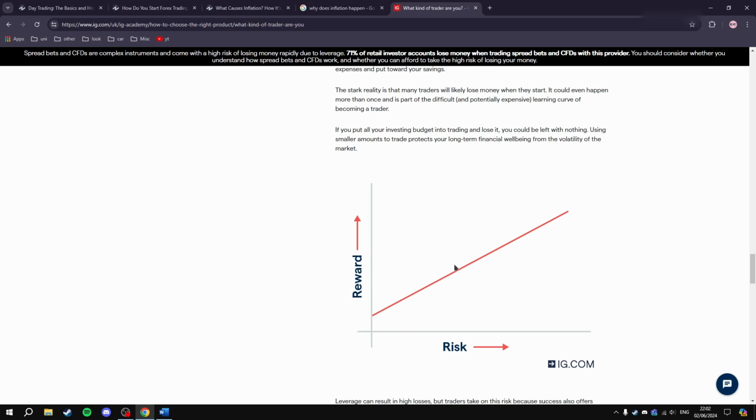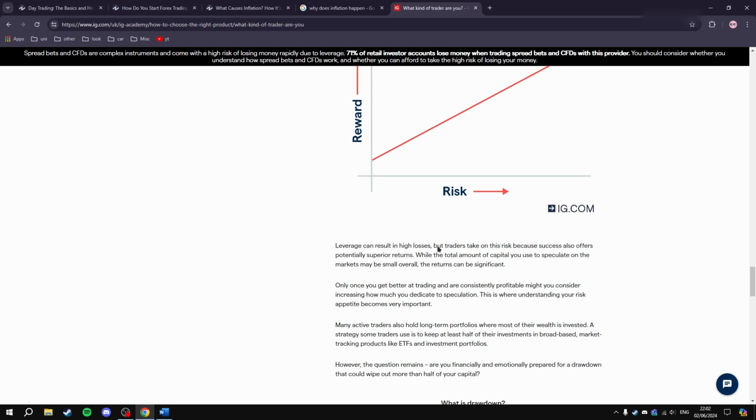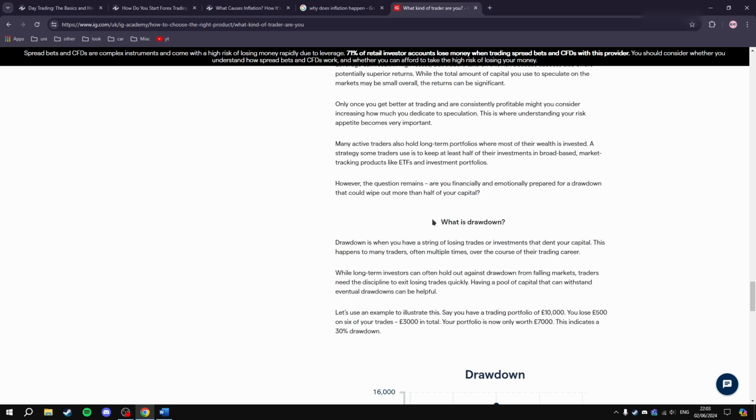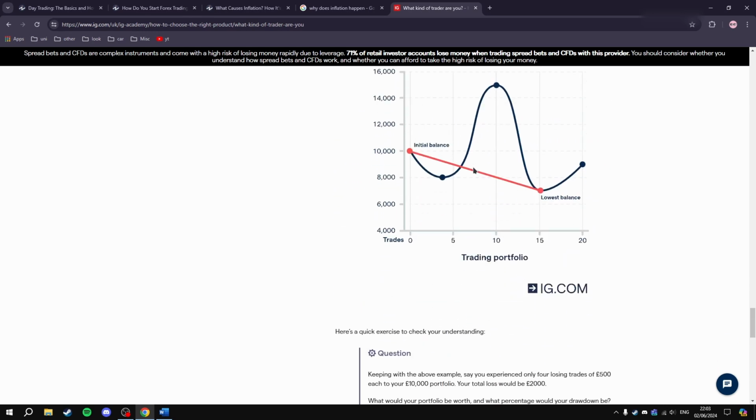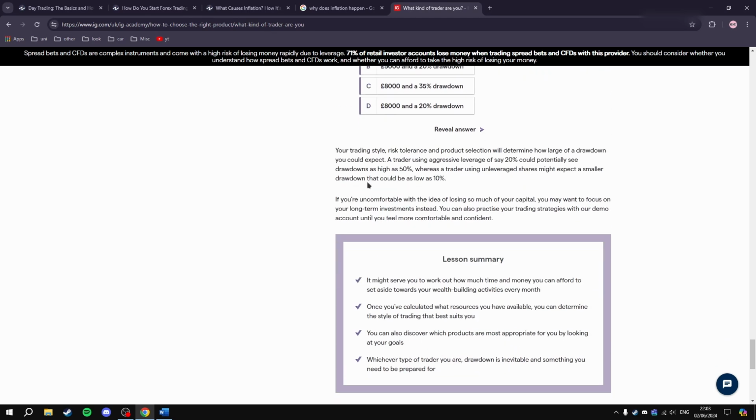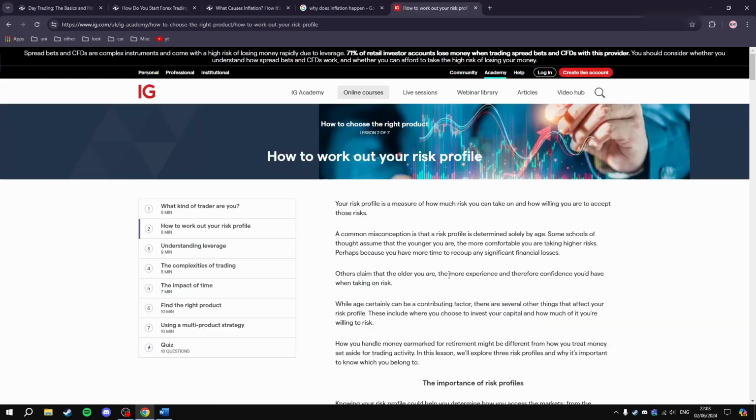So the more risk you take, the higher the reward is going to be. And then we've got drawdown. Basically, drawdown is when you have a string of losing trades or investments that dent your capital. So this will inevitably happen to you at some point in the future, and you just need to be prepared for it. And if you're not comfortable with the idea of losing so much of your capital, you may want to focus on your long-term investments instead. You can also practice your trading strategies with any demo accounts, until you feel comfortable and confident. Cool. And then we went through the lesson summary.